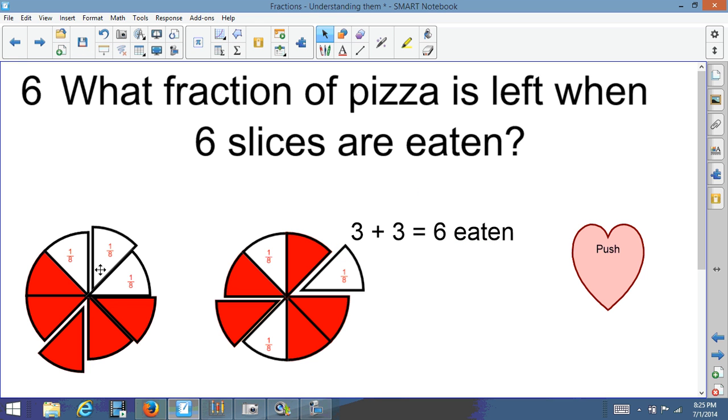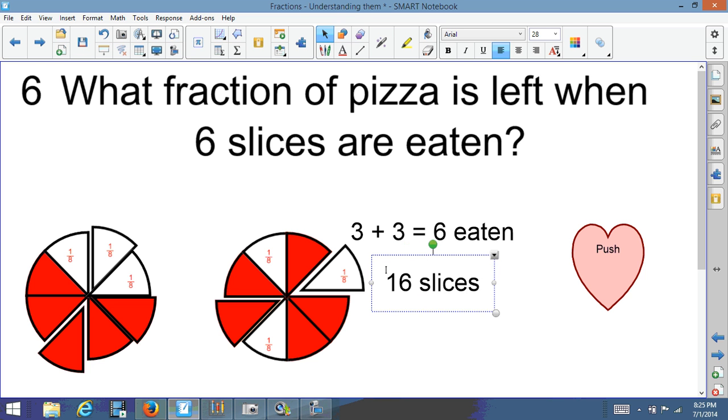And I have a total of, if I remember correctly, 8 slices here and 8 slices here, so a total of 16 slices. So if I take 16 slices of pizza and minus the 6 that were eaten, I'll have 10 left to eat.